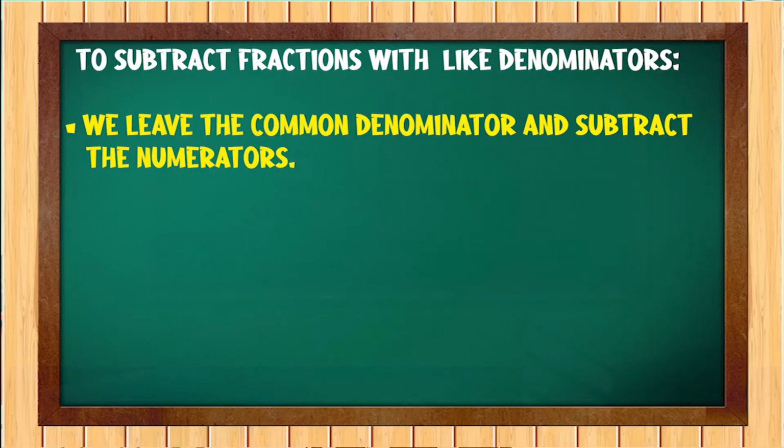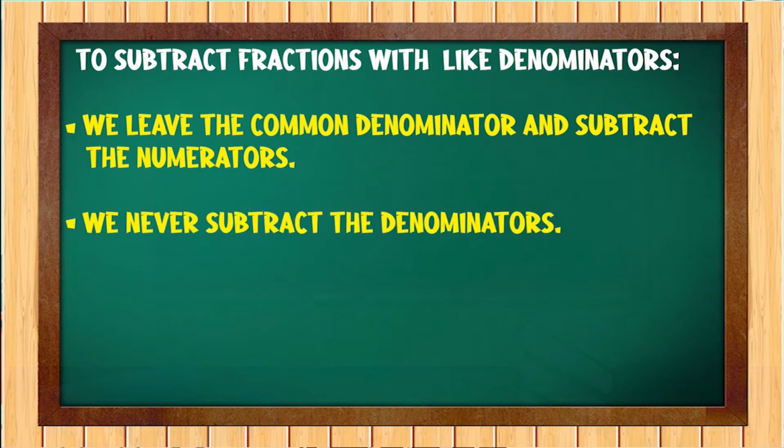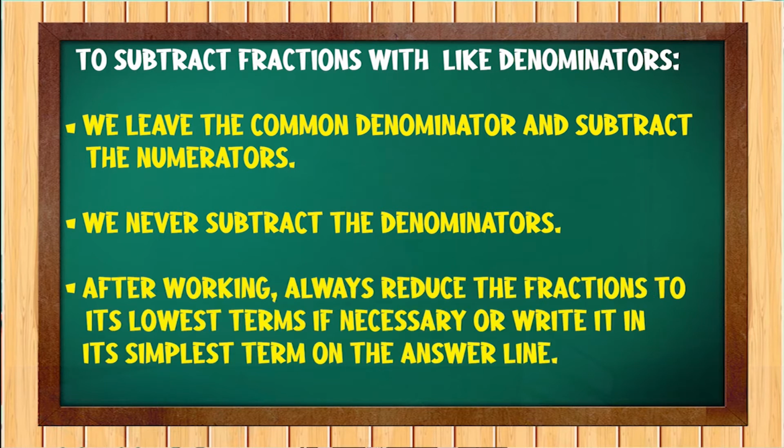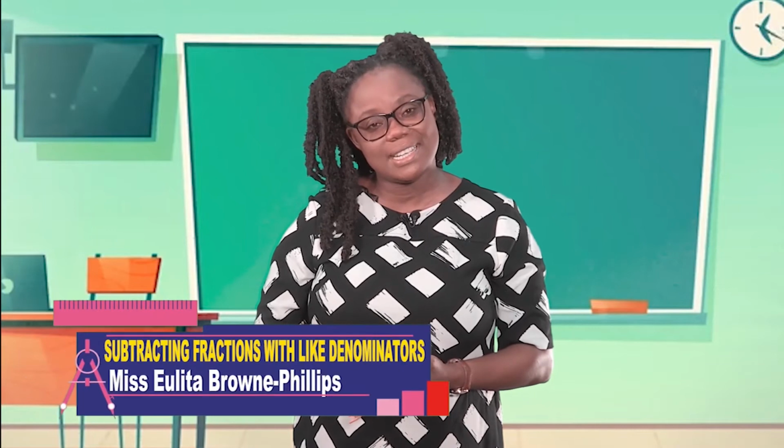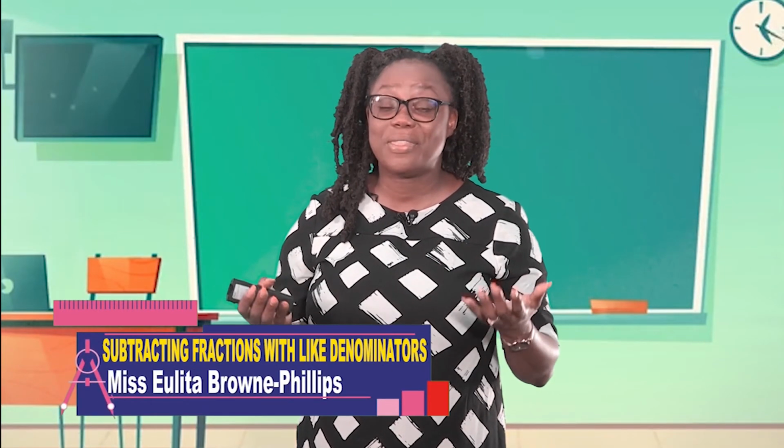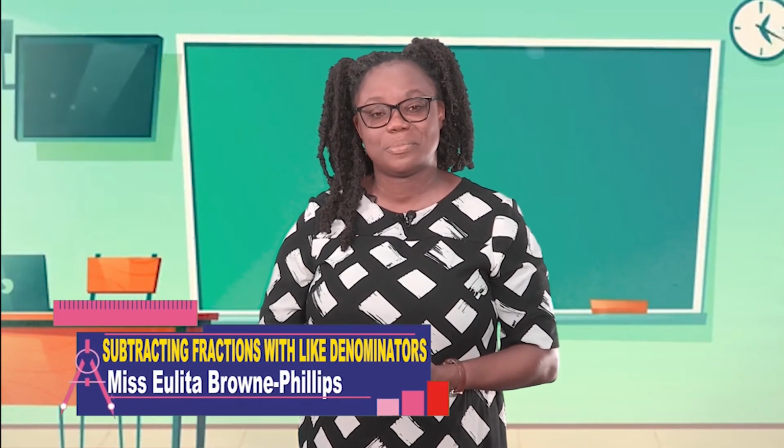Let's examine the steps to subtract fractions with like denominators. We leave the common denominator and subtract the numerators. We never subtract the denominators. After working, always reduce the fractions to lowest terms if necessary, or write it in its simplest terms on the answer line. So boys and girls, let's look at the first example.